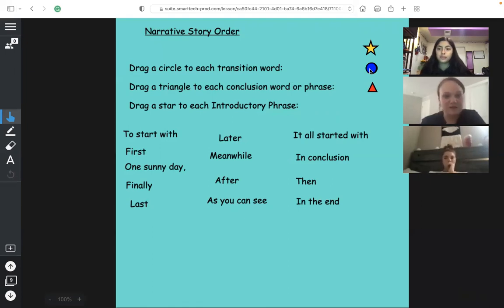So to start with, first, one sunny day, finally, last, each of those words has a different place in a story. So it's a way to teach them to say, okay, you don't want to put a conclusion word in the middle of your story because that would kind of confuse your reader.